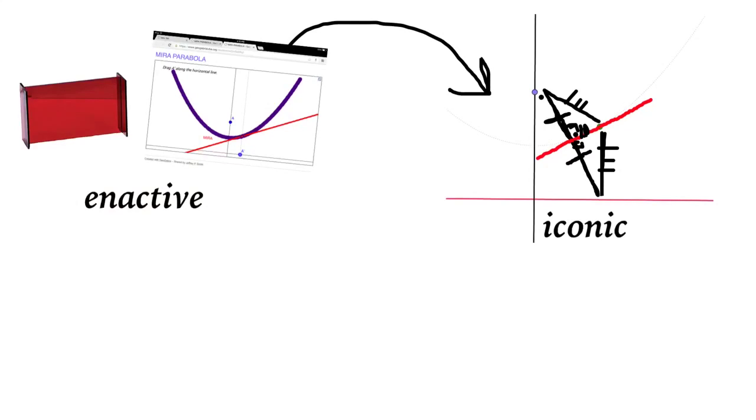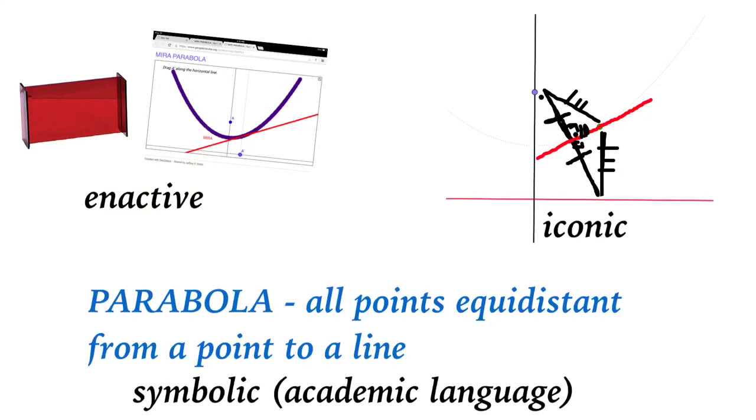distance relationships. And we tried to connect then both the enactive and the iconic to the symbolic with the academic language, where we were defining parabola as all points equidistant from a point to a line.